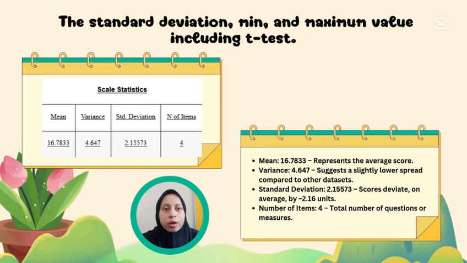For the last slide about the standard deviation, mean and maximum value including t-test, mean is 60.7833, representing the average score. Variance is 4.647, suggests a slightly lower spread compared to the other data sets. Standard deviation 2.15573, scores deviate on average by 2.16 units. Number of items is the total number of questions or measures.